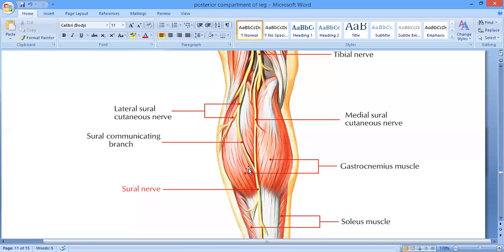And it gets the communicating branch from the lateral cutaneous nerve of the calf, which is a branch of the common peroneal nerve. You can see, okay? It is also called the lateral sural cutaneous nerve. The lateral sural cutaneous nerve is a branch of the common peroneal nerve, whereas the medial sural cutaneous nerve is a branch of the tibial nerve. And these two nerves are joined with each other by this communicating branch, right? So you can say that the lateral sural and the medial sural combine to form this sural nerve. Is it clear? So the cutaneous branch of the tibial nerve in the popliteal fossa is one, called the sural nerve.